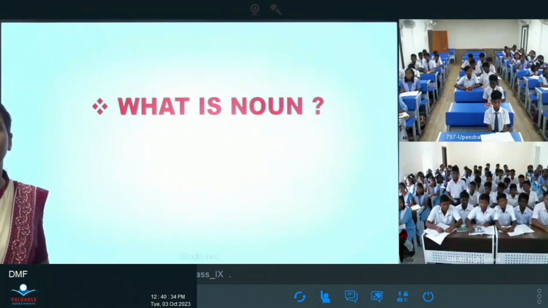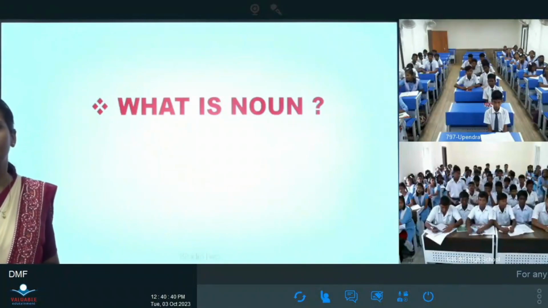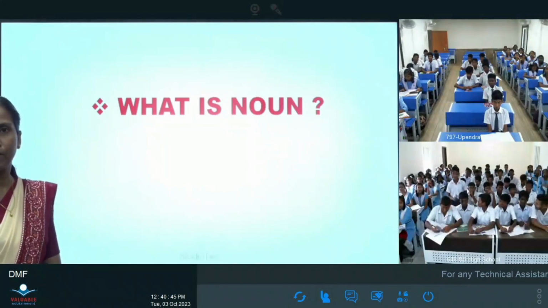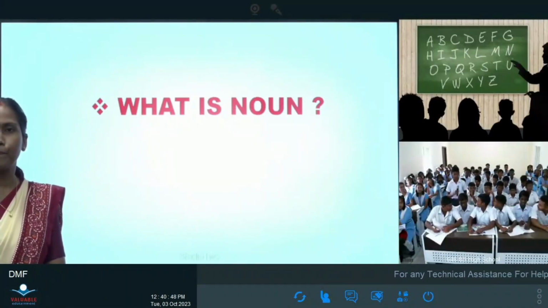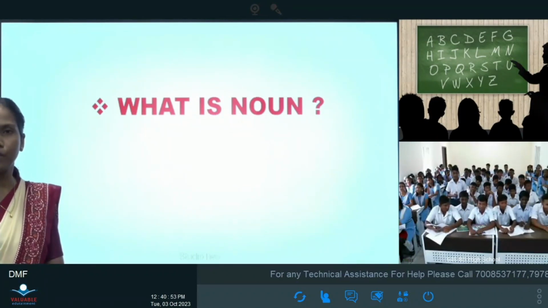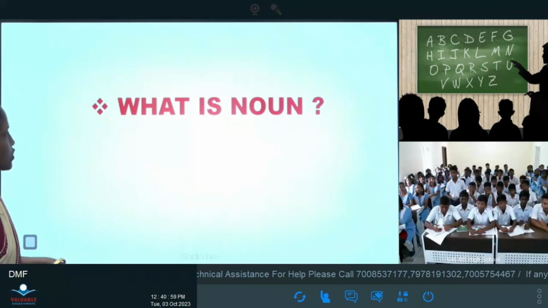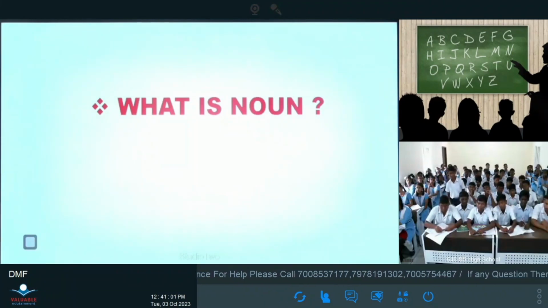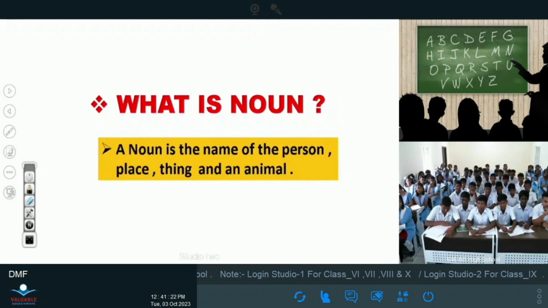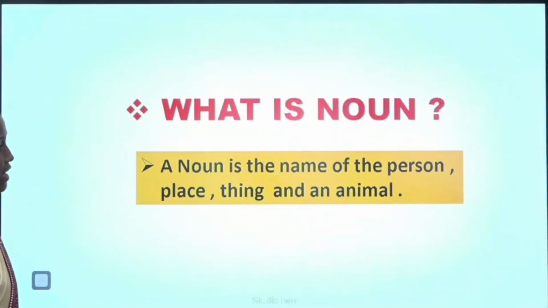Can you give the example? Anybody from BS High School? Yes, can you give the example? Example of a person. Avinash. Yes. Good. So students, very good. As you see, students, here is a question for you. What is noun, right? So you see here, the answer is a noun is the name of the person, place, thing, and an animal.